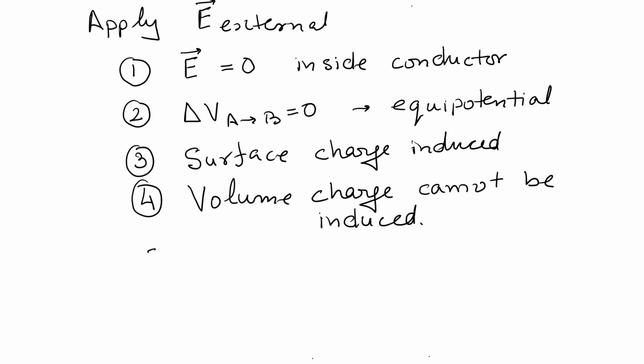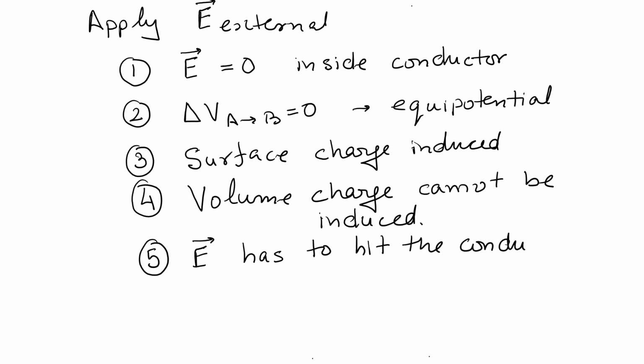Then electric field E has to hit the conductor normally. Electric field will have to bend around in such a way that when it comes and is incident on the conductor, the angle between the electric field and the conductor is always 90 degrees. There is absolutely no parallel component of the electric field on the surface.